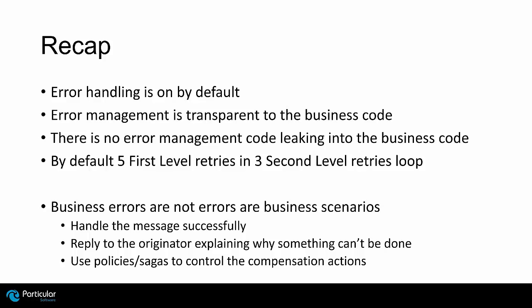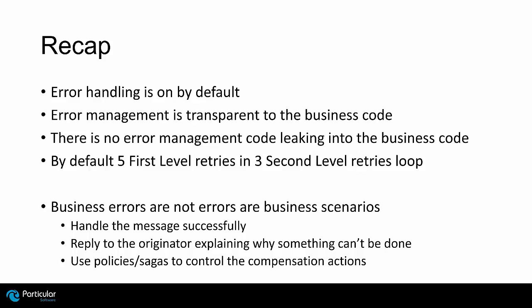As said, by default, there are 5 first-level retries and 3 second-level retries done. And of course, business errors are a bit special because NServiceBus can't really know what it should do in case of business errors. And we all heard that business scenarios are quite special in regards to transient and permanent failures.